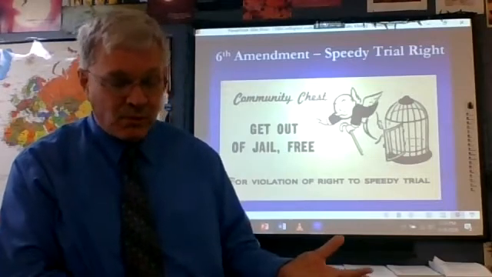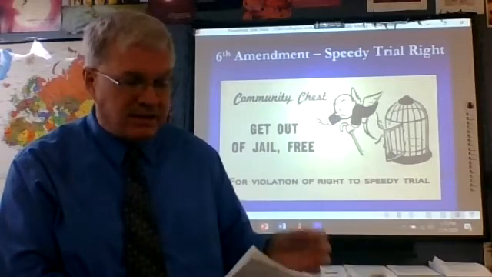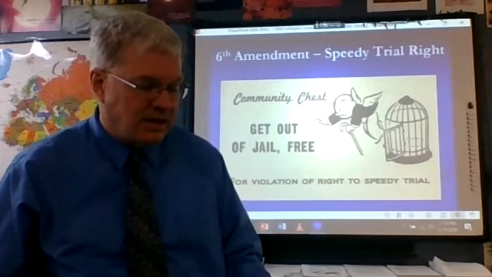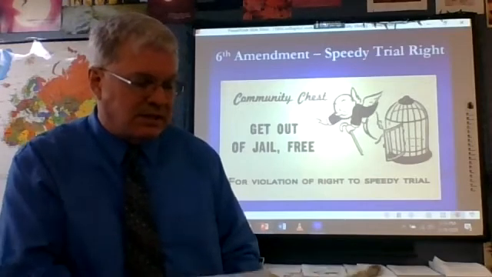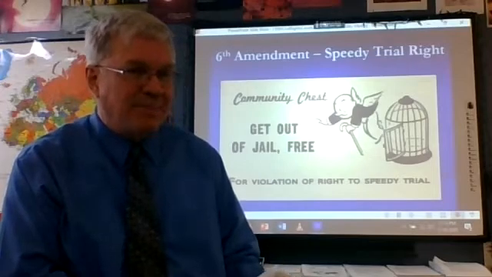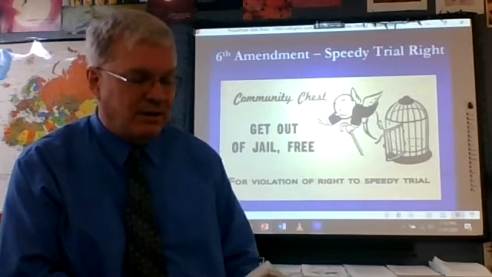Now, if the defendant wants to waive their right and extend a little bit more time and so forth, the court will allow that in most cases. But basically the idea is the government is not supposed to keep that trial going on and on.